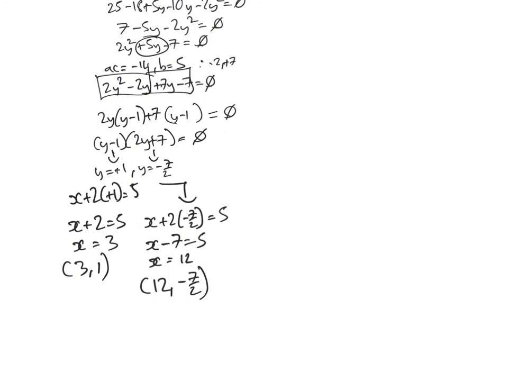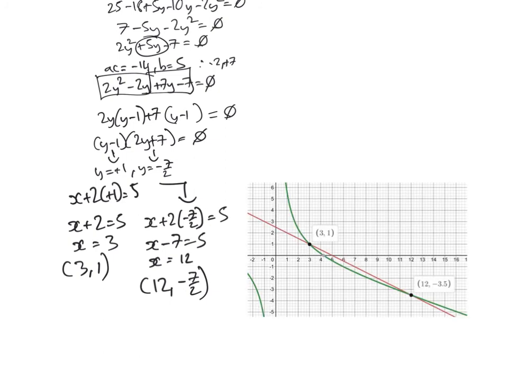Let's have a look at Desmos. And there's our little beauty. And as we can see, the line cuts through the top arm of the reciprocal at 3, 1 and 12, minus 7 over 2. So, nice.